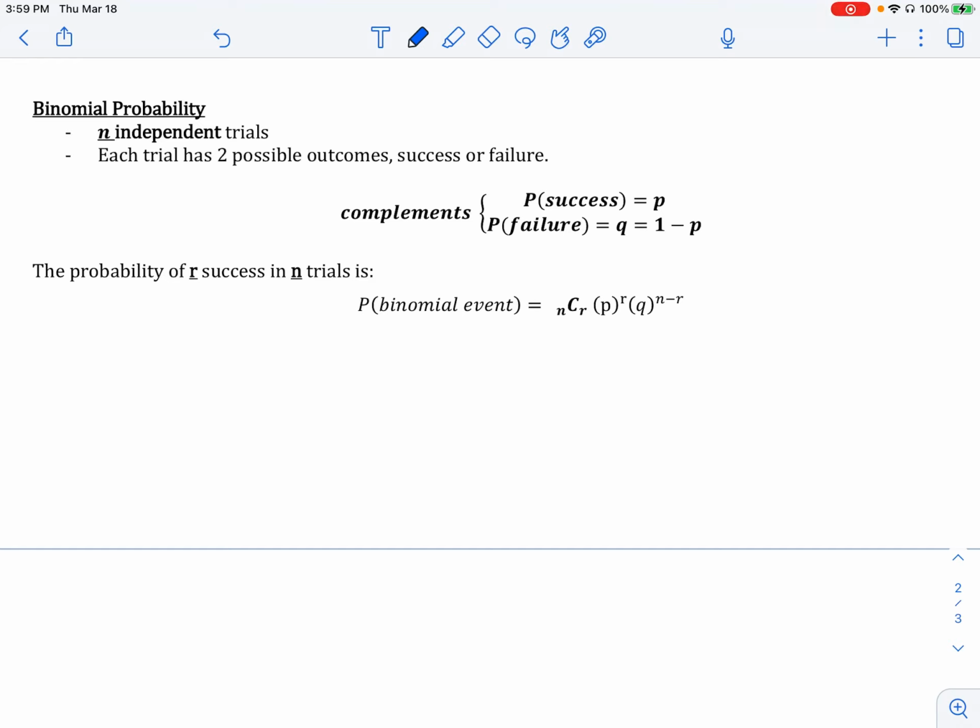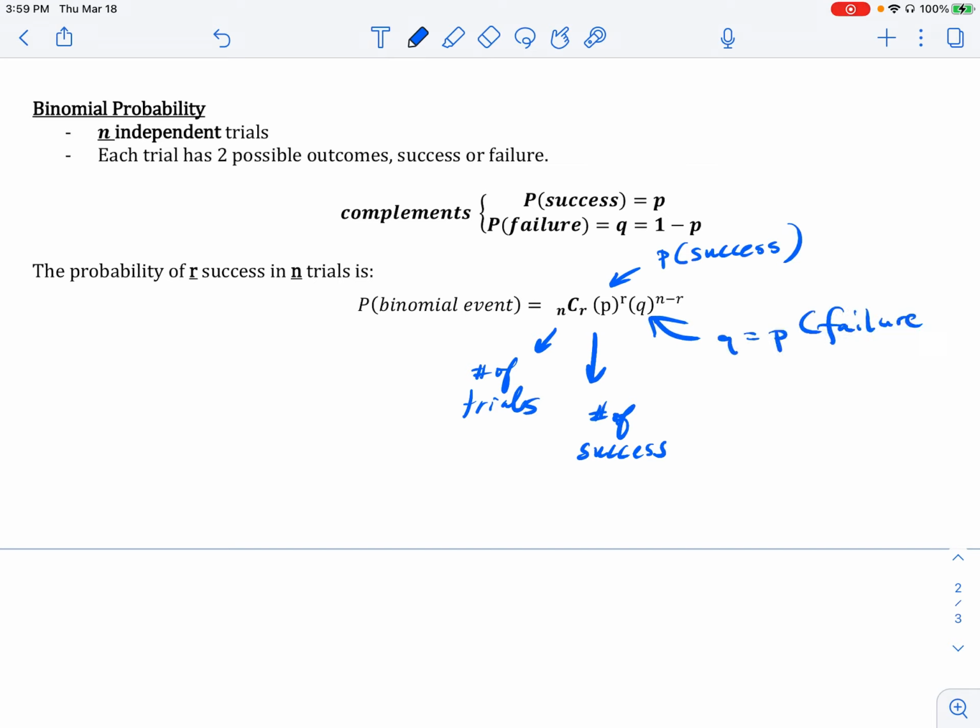Well, just to break a couple things down, the probability of R successes in n number of trials, we would say n choose R, where again, n is the number of trials and R is the number of successful events. And we'll break this down again. P would be the probability of success, and then Q is the probability of failure. Such a depressing word, failure, but just basically the opposite of success, I guess.